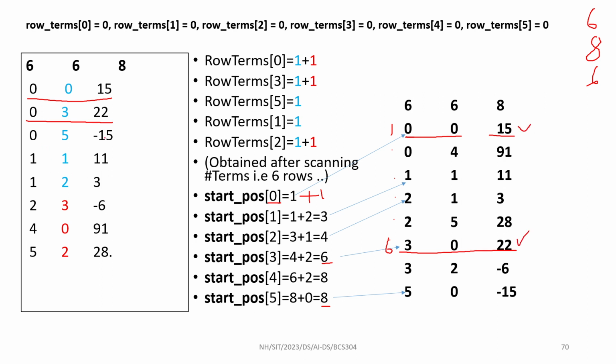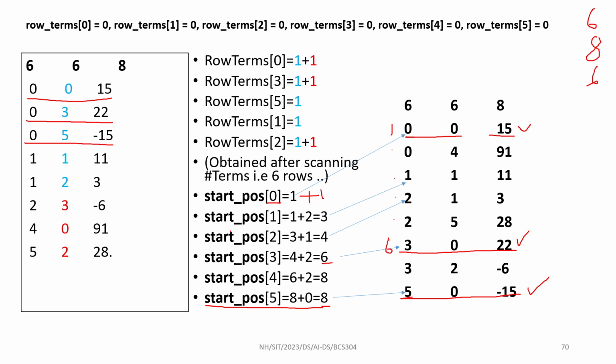Next, 0, 5, 15. That starting position is 8. 8 is here: 6, 7, 8. In this place only you have to put the value. Reverse the value and put it: row becomes column, column becomes row. Value.